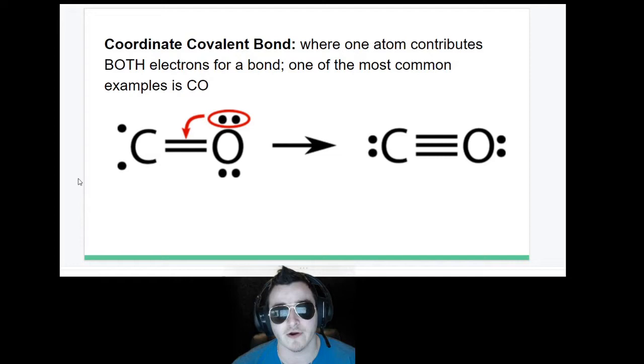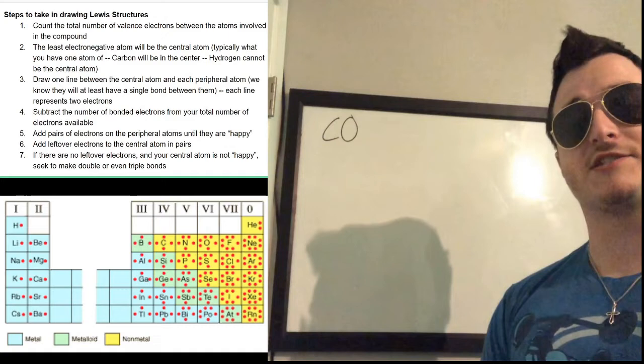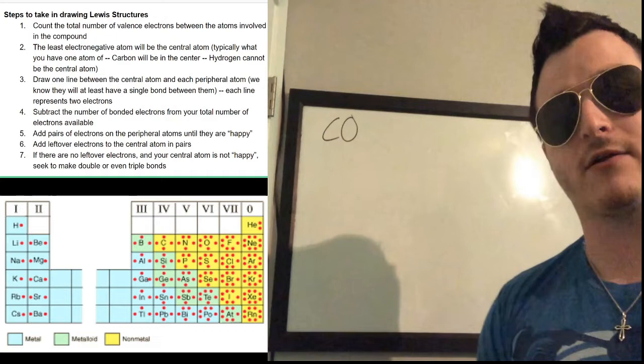And this coordinate covalent bond in carbon monoxide is very hard to see unless you're actually drawing out the Lewis structure. So that's what we're going to look at now. Next, we're going to be showing you how carbon monoxide is an example of a coordinate covalent bond, where one of the atoms in a bond is contributing both of the electrons for one of those bonds. And we're not going to follow the exact same steps because that doesn't necessarily showcase how one of the atoms is contributing both the electrons.